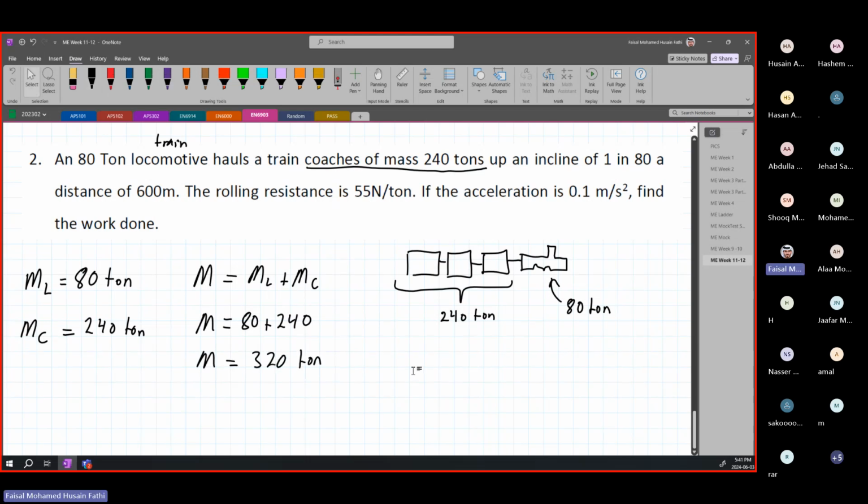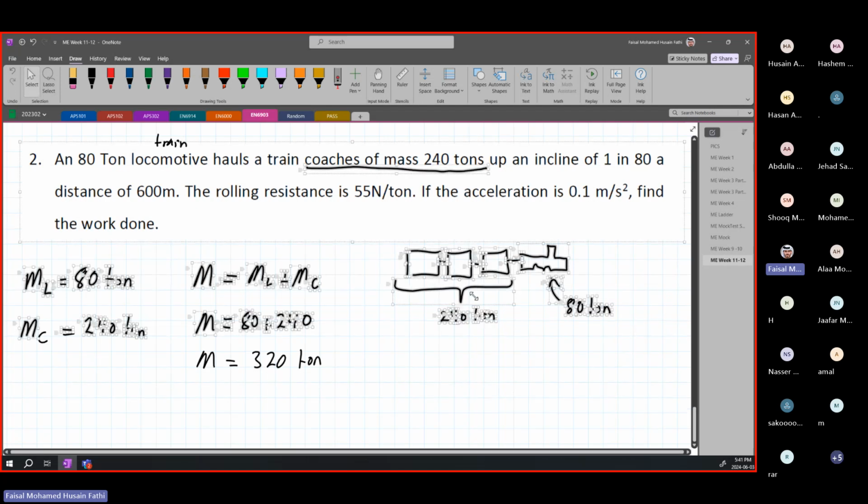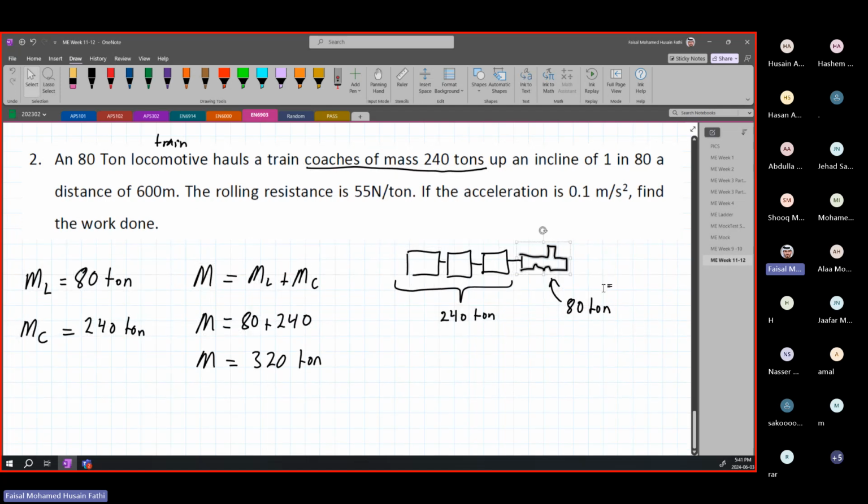Why am I finding the total? Because when we're analyzing, we're looking at the total energy that is being done or consumed, or work done as well, and you cannot find it for a specific part unless specifically mentioned in the question. But generally here, you're always going to be grouping up all your masses, because we're going to treat this as a single object. So this is how it will be treated, as if this is a single object that is 320 tons, where this is mass M.